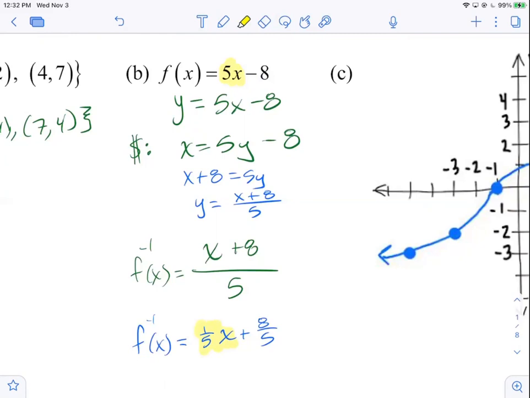Here's what I want to reinforce. These two lines are inverses of each other, and they have slopes that are related how? They're reciprocals of each other. Inverse functions always have reciprocal slopes. Always. Inverse functions of lines that are single slopes always have reciprocal slopes.